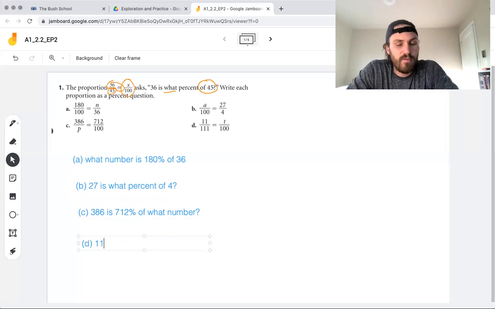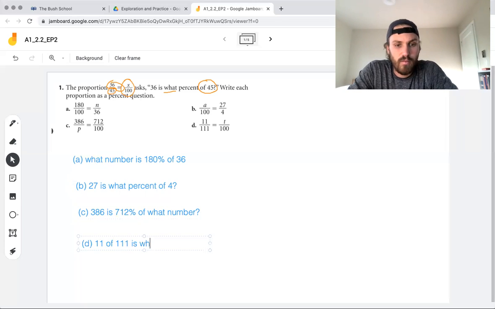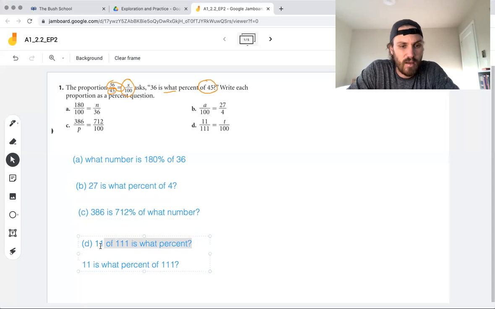So I'm going to write 11 of 111, right? 11 of 111 is what percent? Probably a more common way to write it would be 11 is what percent of 111? So that is probably how I would write it. You can see that the number that's in the denominator is after the of, and I've got this what percent over here. Okay, so that's number one, just converting between these proportions to percentage questions.